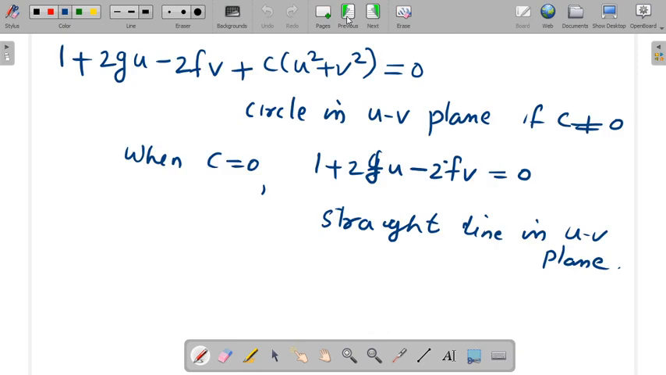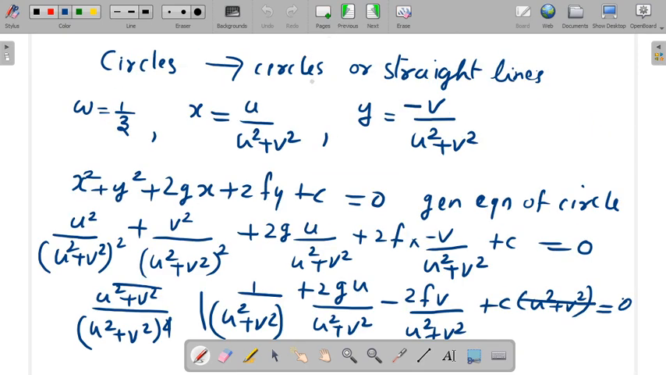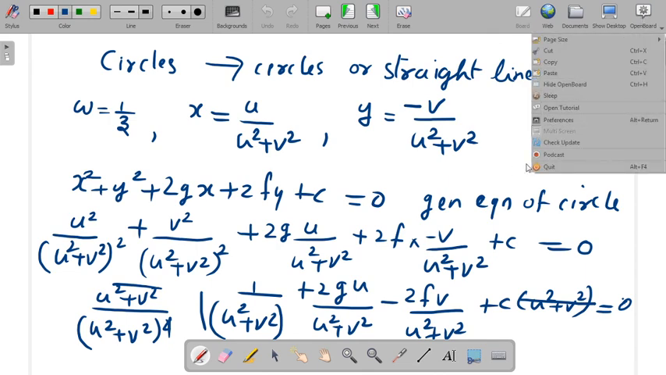When c = 0, there is no constant term, so this circle will pass through the origin. So you can say circles that pass through the origin will be mapped to straight lines, and circles that do not pass through the origin will be mapped to circles. So these are the things I wanted to discuss in the map w = 1/z.